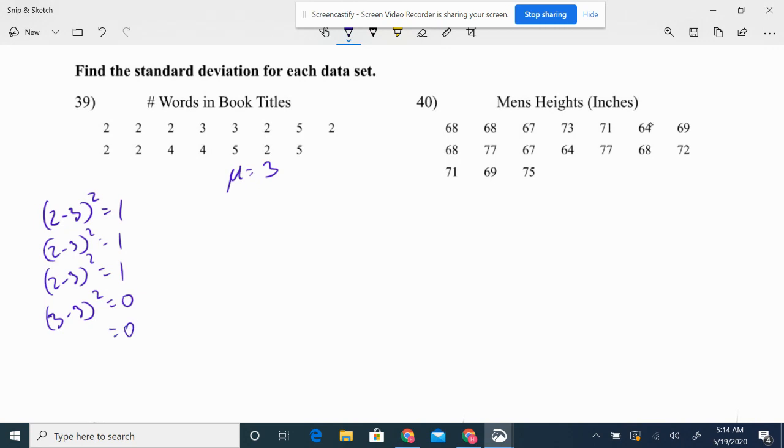Then I have a 0, 1, 4, 1, 1, 1, 1, 1, 4, 1, 4. Okay, how did I get these values? I took each number, subtracted 3, and then squared it. So it gave me 15 numbers, right? 1, 2, 3, 6, 7, 8, 9, 10, 11, 12, 13, 14, 15. Find the average of these.